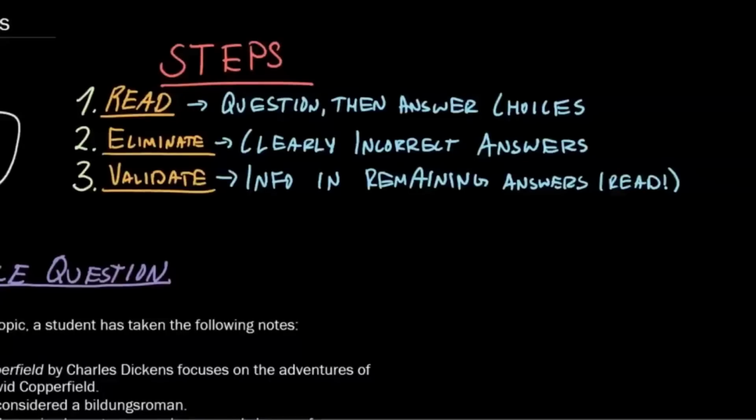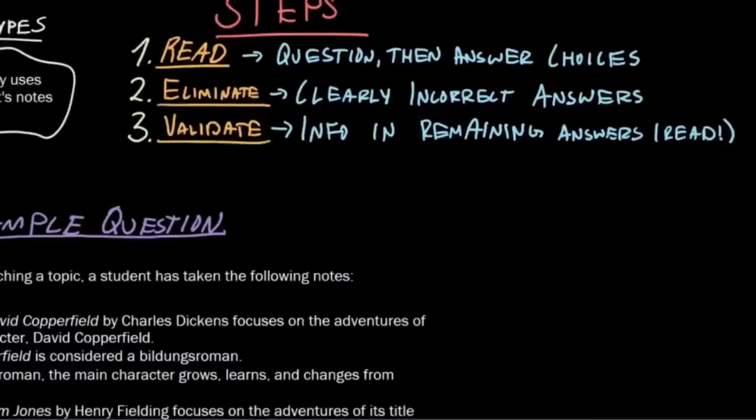You eliminate clearly incorrect answers. This is a huge one for rhetorical synthesis because often a lot of the answers, at least 2 or 3 of them, are completely wrong. They don't answer the question. Then, once you eliminate choices, you're probably only left with 1 or 2, okay? You're going to validate the info in the remaining answers, so you just read the passage, and that's when you actually read the passage. And then you're going to choose one.